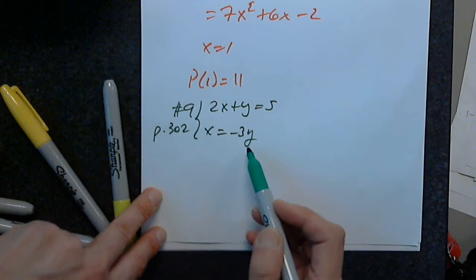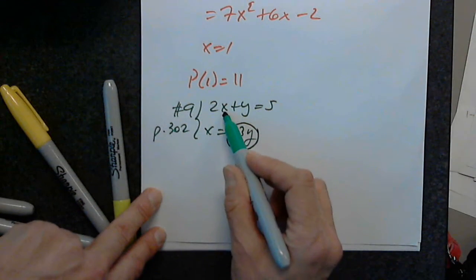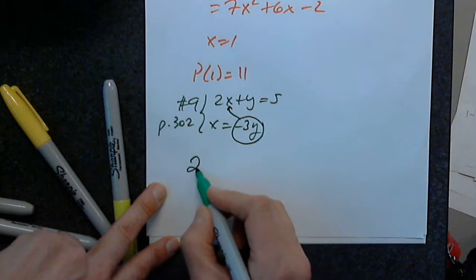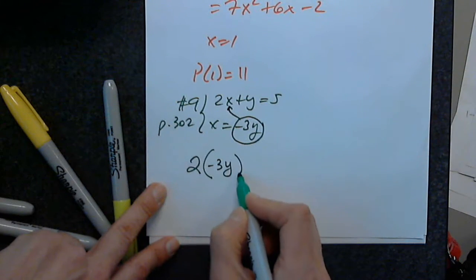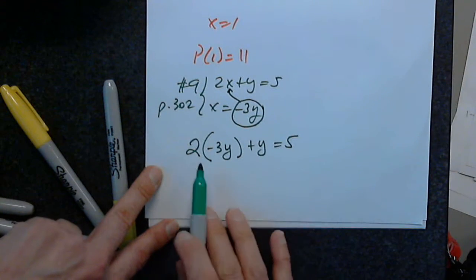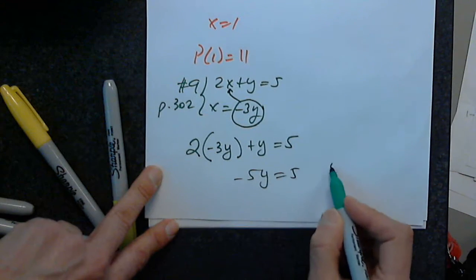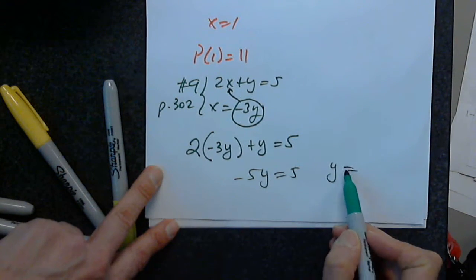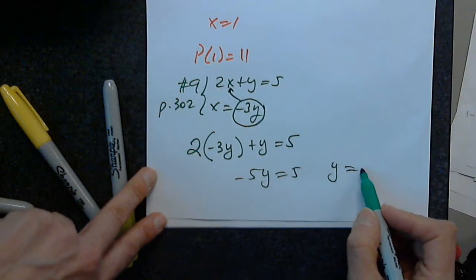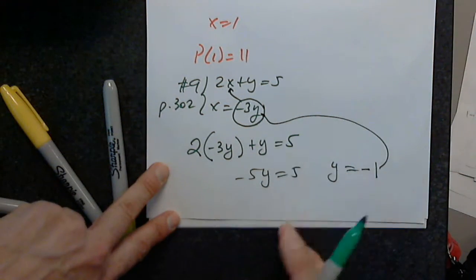So first I will definitely substitute. I will replace x in the first equation by negative 3y. So 2 multiplied by negative 3y plus y equals 5. This is negative 6y plus y, which is negative 5y, equals 5. So I already know the solution for y, which is negative 1.